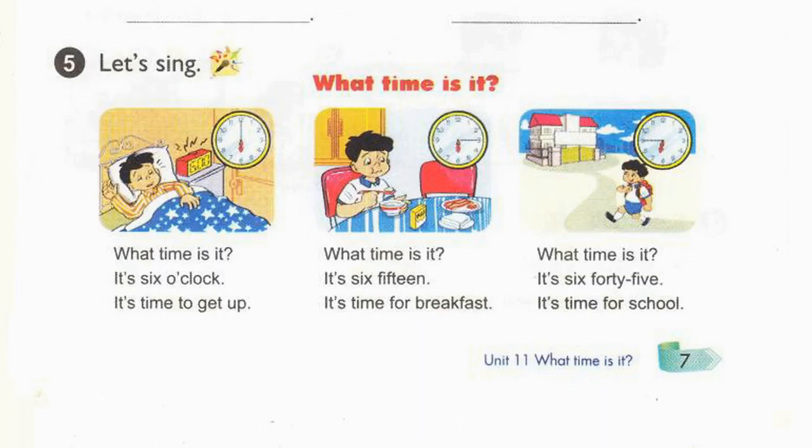Page 7. Activity 5. Let's sing. What time is it? What time is it? It's 6 o'clock. It's time to get up. What time is it? It's 6:15. It's time for breakfast. What time is it? It's 6:45. It's time for school.